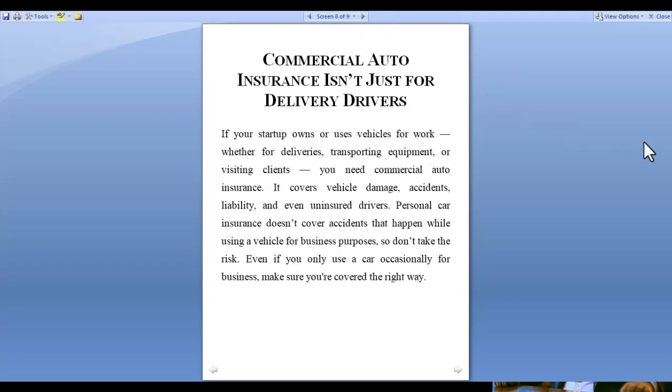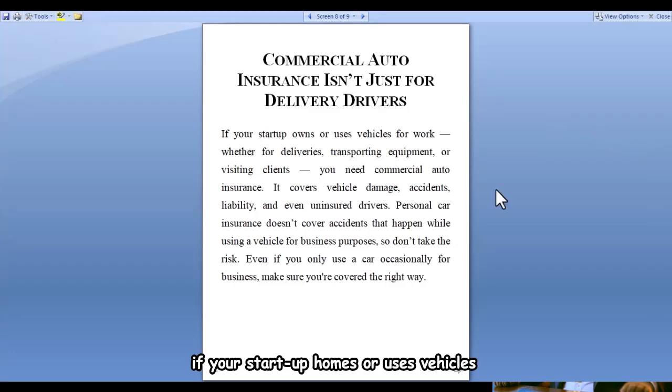The next one here says commercial auto insurance isn't just for delivery drivers. If your startup owns or uses vehicles for work, whether for deliveries, transporting equipment, or visiting clients, you need commercial auto insurance. It covers vehicle damage, accidents, liability, and even uninsured drivers.